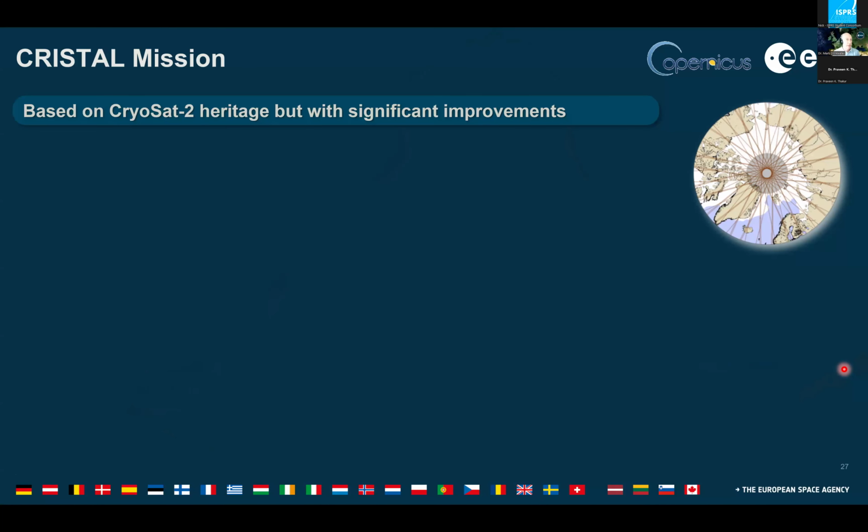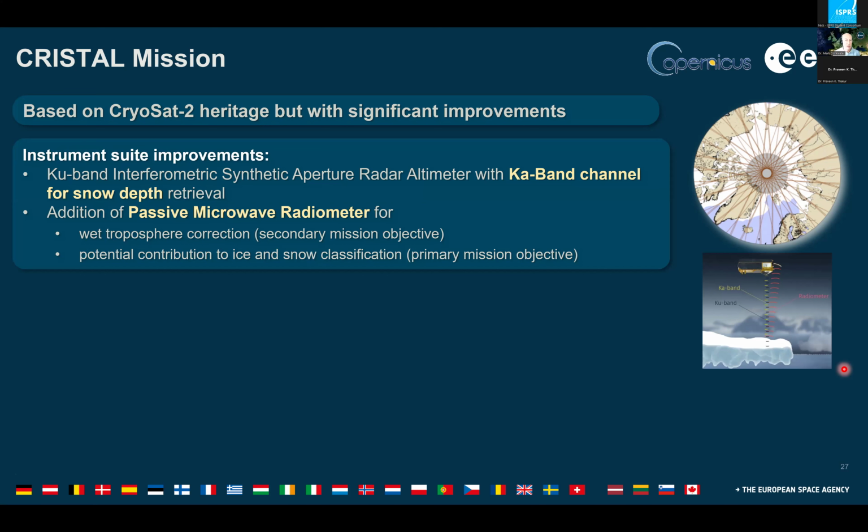Now, just a little bit about CRISTAL to enable you to understand what's involved in the CRISTAL mission, which will be coming online in 2028. This is based on Cryosat-2 heritage, but with significant improvements. And we have added a Ka band channel to the Ku band channel of the SAR altimeter. And we've also added a passive microwave radiometer.